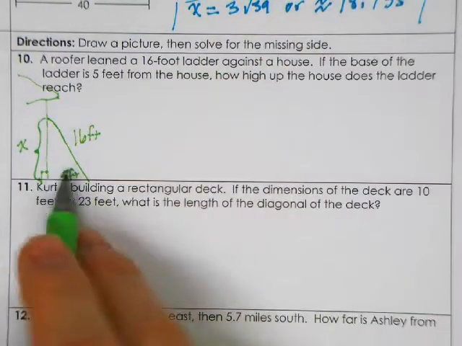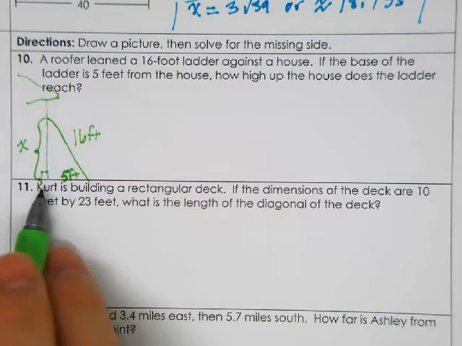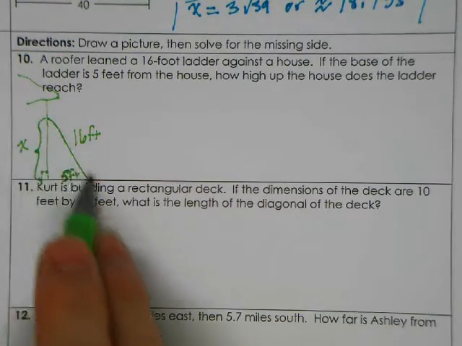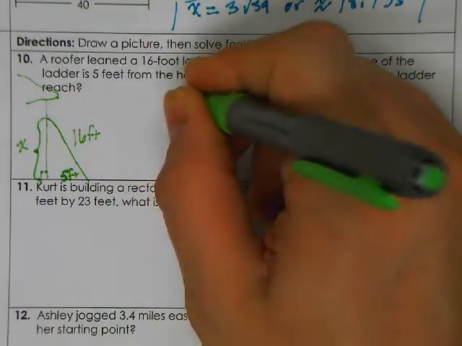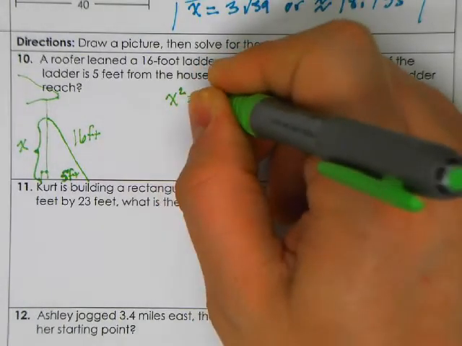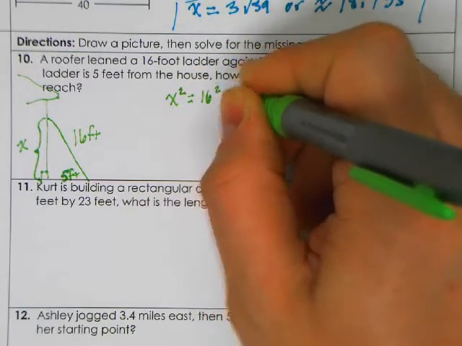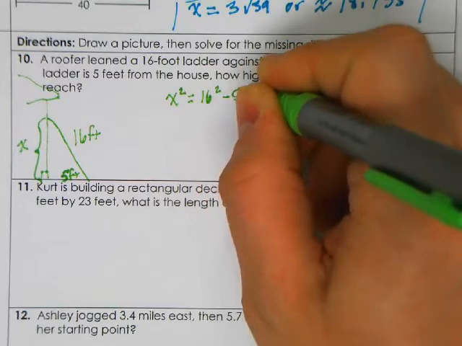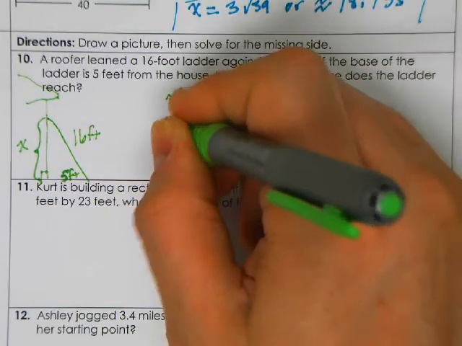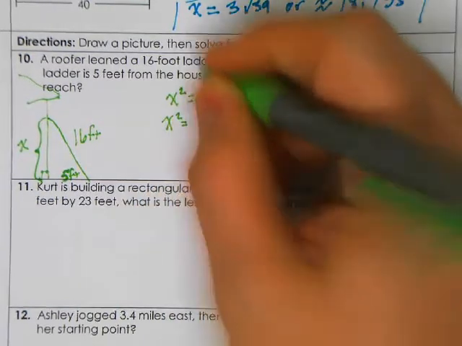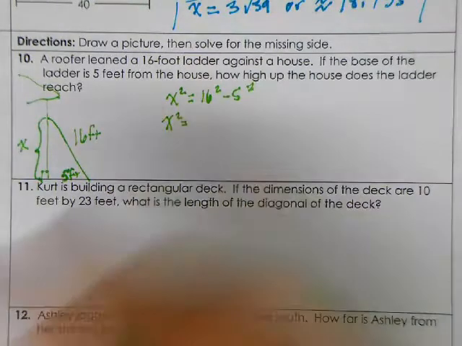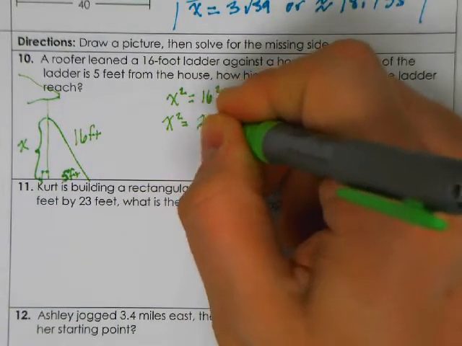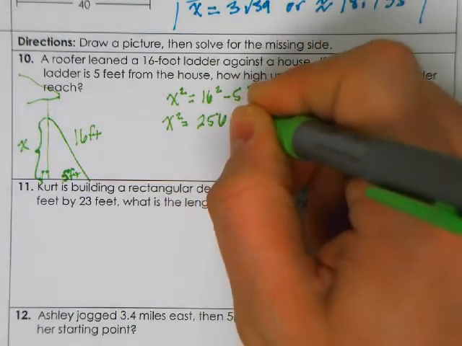So now that we have a diagram that shows us what our triangle is going to look like, we have our hypotenuse and a leg, so we're looking for another leg here. So I'm going to say the leg squared will be equal to the hypotenuse squared minus the other leg squared. And I want to say 16 squared is 256, but I don't want to guess here. Yeah, that's 256 minus 25.